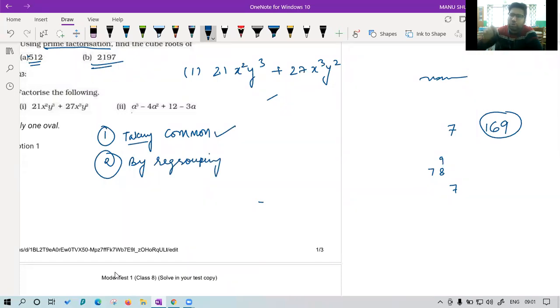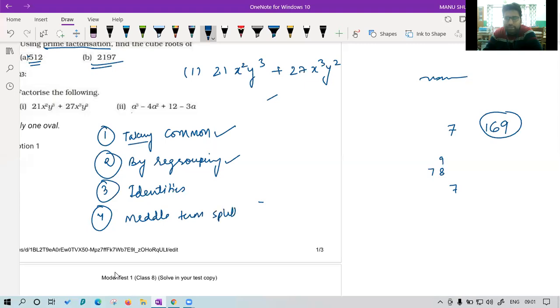First, always try to take something common. Second, always try regrouping. The third one is identities. And the fourth one is your middle term splitting. This comes into action when we have no other way working. Only then do we go for middle term splitting.